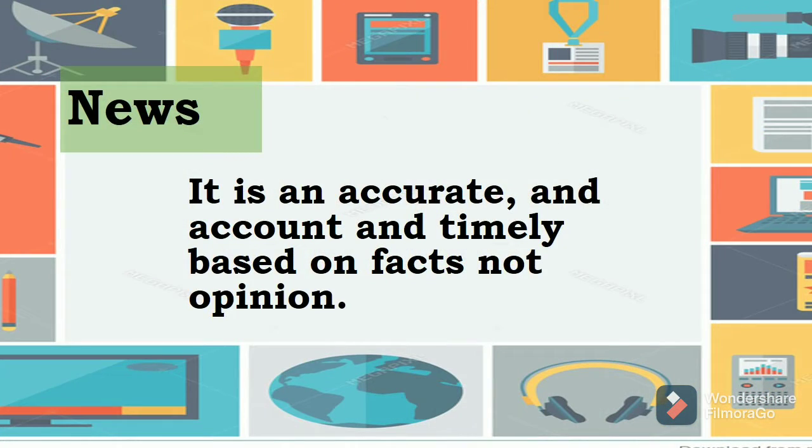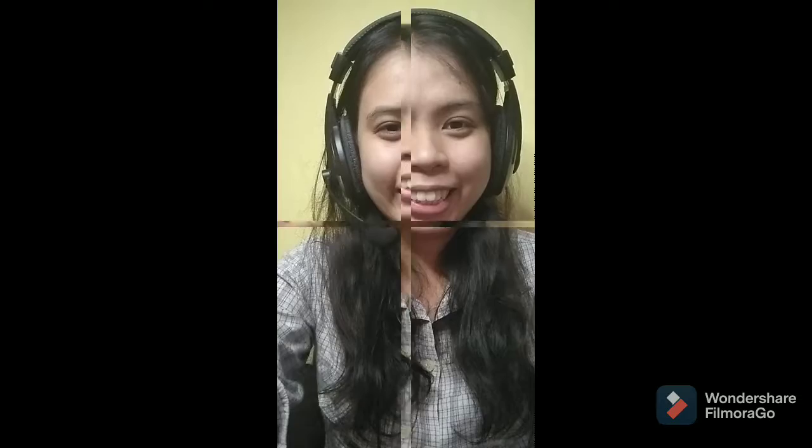News. It is accurate, an account, and timely, based on facts, not on opinion. So when we say news, it is a report on recent events because it is timely and accurate, and it is based on the data or facts that they gathered. So now, let us proceed to the features of journalistic writing.